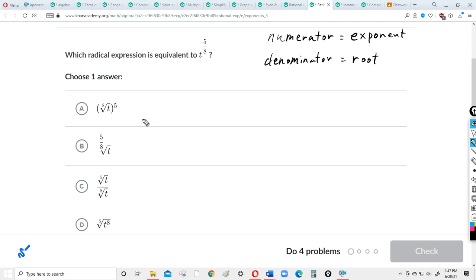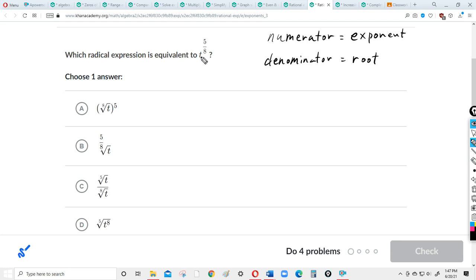Of course, we already know that a square root has an imaginary 2 there. For a square root you don't need to write it, but at any rate, the root will always be right there. And the exponent will be either outside of the parentheses or on the top right of the variable. So this is actually pretty easy.